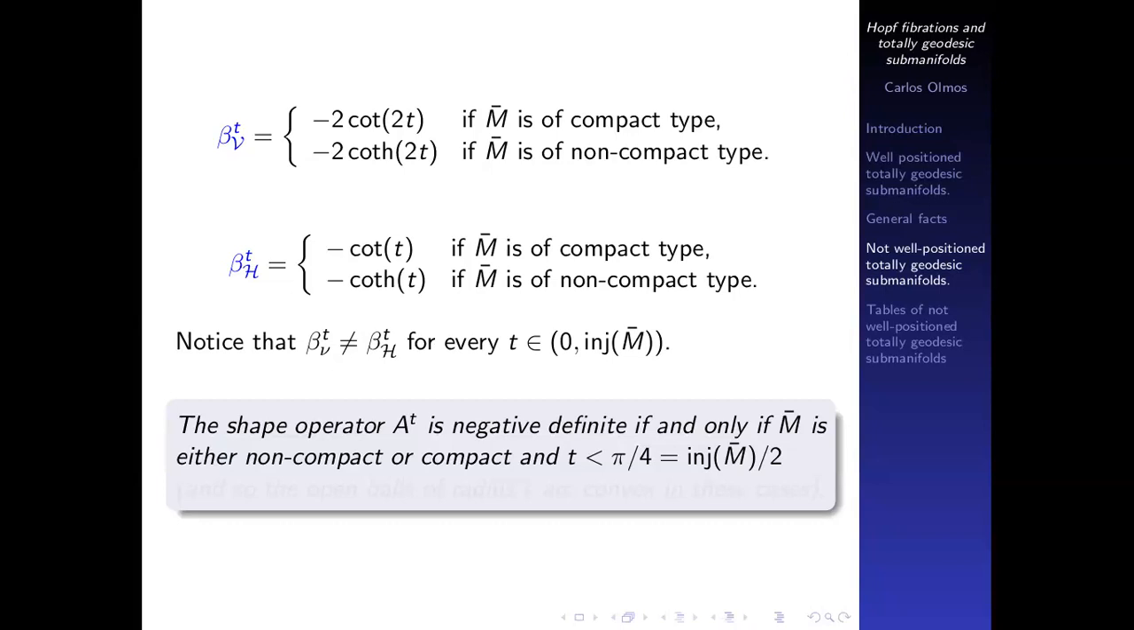Because if you go to the proof of the convexity of small balls in Riemannian geometry, there appears implicitly the shape operator of the geodesic sphere, and what is important to prove that the small geodesic balls are convex is that the shape operator is always definitely negative for small t.